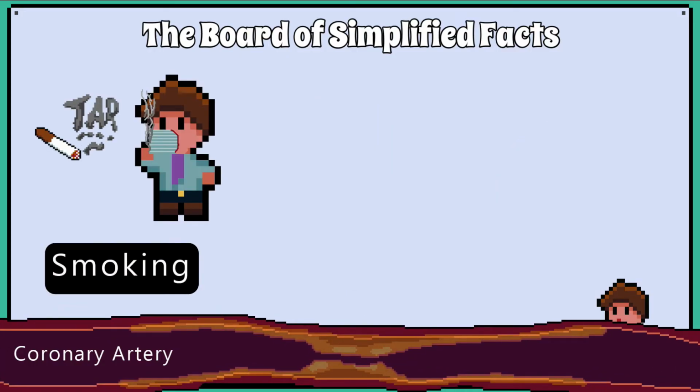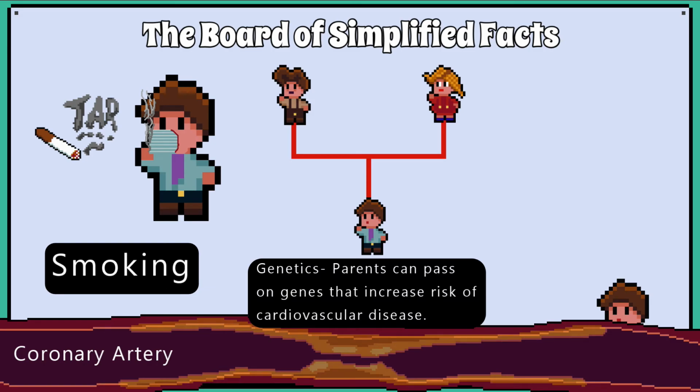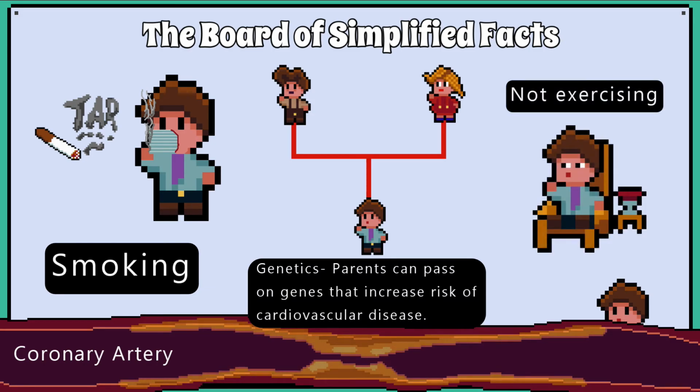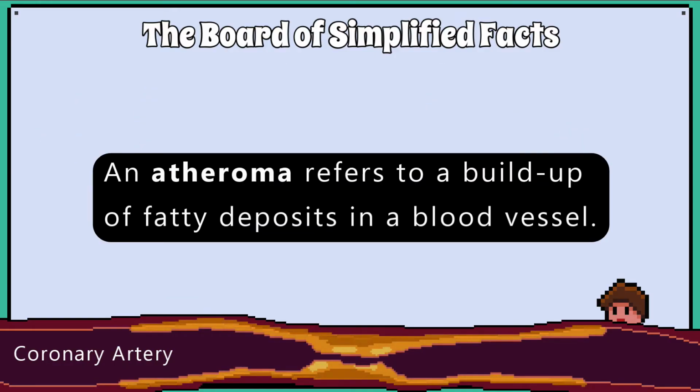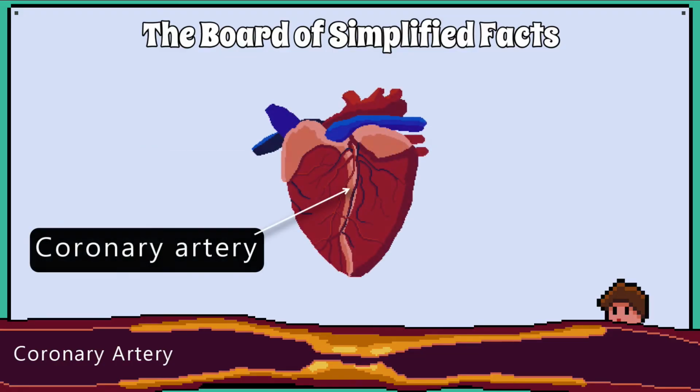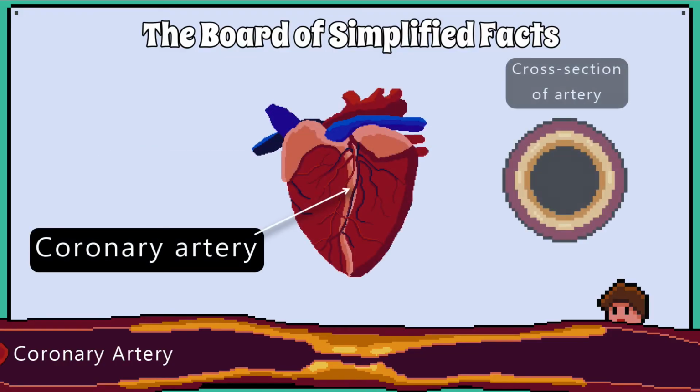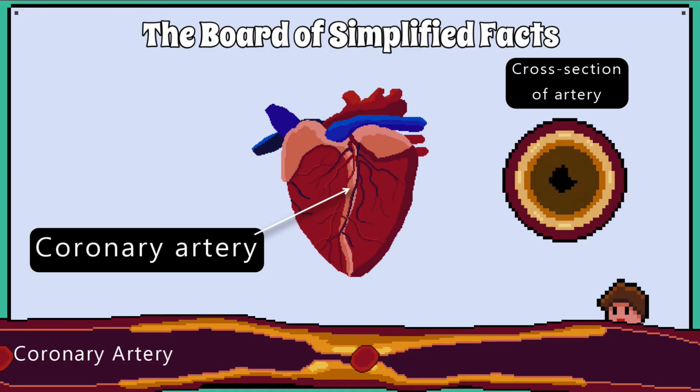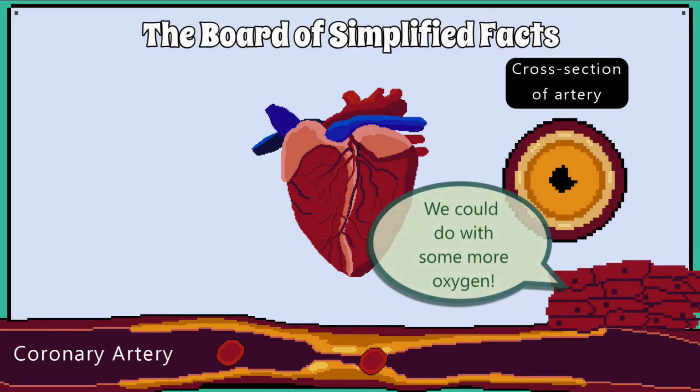Other risk factors include smoking, genetics, where their family has a history of cardiovascular disease, and if they do not exercise often. An atheroma is a buildup of fatty deposits in an artery. This is a particular issue if it occurs in the coronary arteries. As the fatty deposits build up, they narrow the lumen of the coronary arteries. This restricts blood flow, which means cells beyond the narrowing won't be receiving enough oxygen.